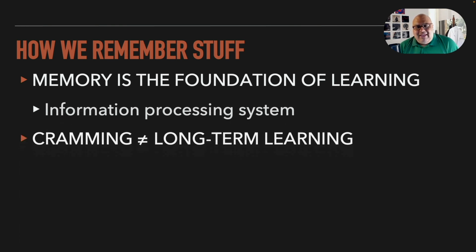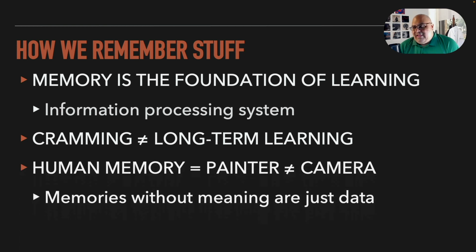Cramming does not lead to long-term learning. You're just overwhelming your short-term memory, and so it makes it very difficult to recall that information over the long term. And the human memory doesn't really work like a camera. It's more like a painter. Memories we create are unique to us as we create them. They don't have perfect fidelity the way that a photo or a video taken by a camera has fidelity. Memories without any kind of meaning are just data. It's just stuff that we memorize, like the Pythagorean theorem. It's not really information that we can make any use of.